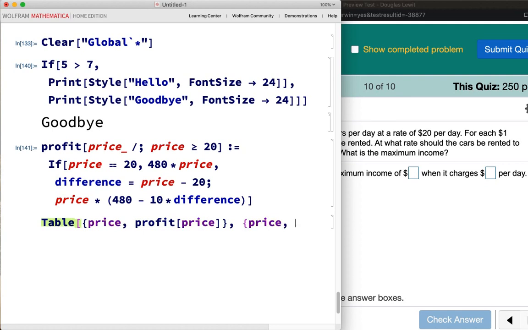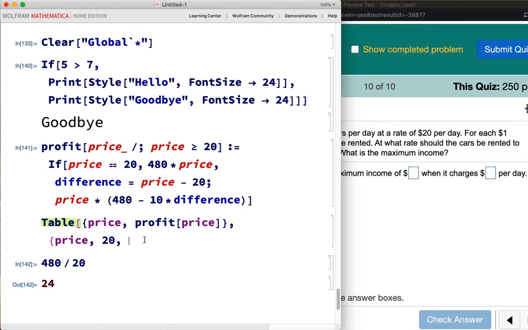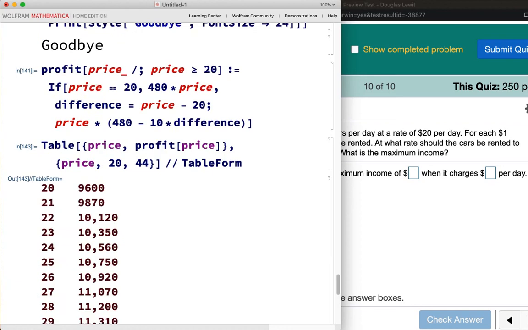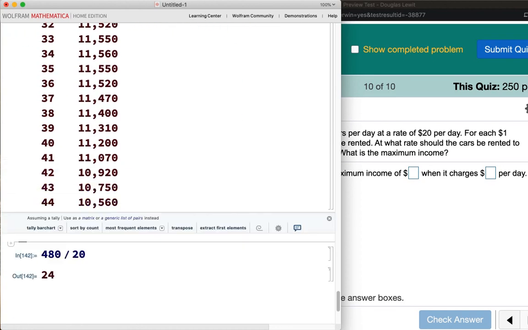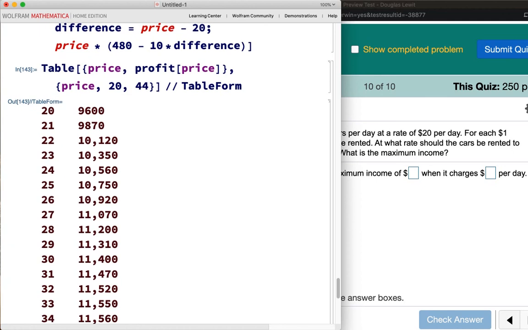The price is going to go from $20 up to, now let's think about it. How many times does 20 go into 480? 24 times. So we could afford a $1 increase 24 times. So 20 plus 24 is 44. Actually, I could even go farther than 24, but let me see.